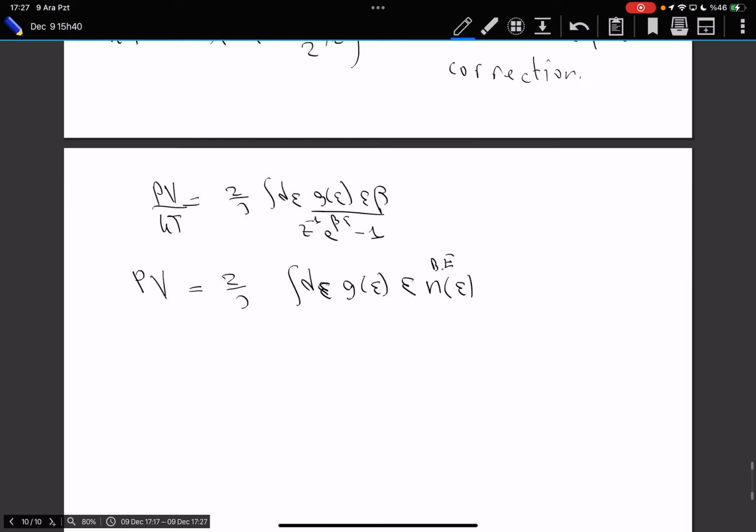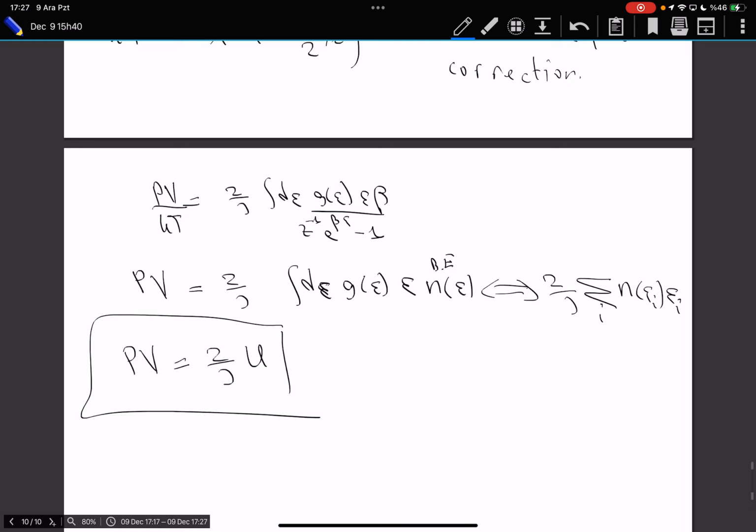But that integral is nothing but the total energy of my system. You see, that integral over epsilon with the density of states is nothing but some summation over the states. Summation over single particle states. Epsilon is the energy of a given state, and n of epsilon is the number of particles in that state. So this is essentially 2/3 sum of epsilon_i n of epsilon_i. So PV is 2/3 times U. You see, this is valid at all temperatures, whatever the value of Z is.